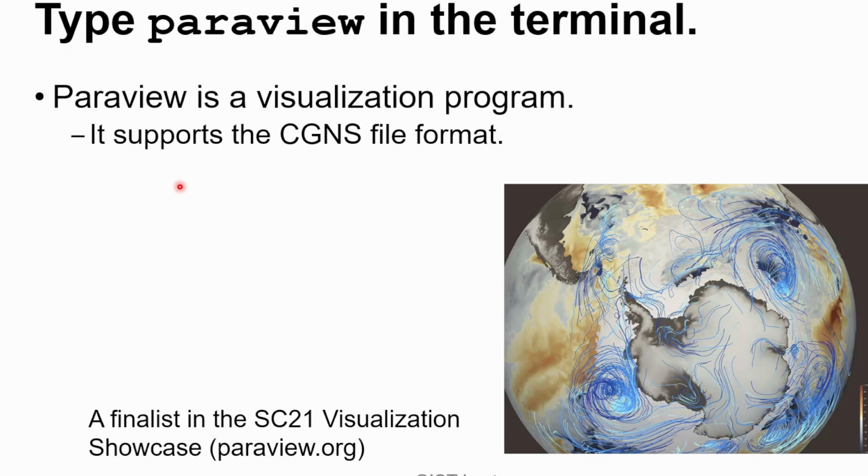Type ParaView in the terminal. ParaView is an open source visualization program, and fortunately it supports the CGNS file format. So as you can see here, it can make a very beautiful graph out of computationally generated data, but we will use it for our own purpose: semiconductor device simulation and visualization of certain structures.